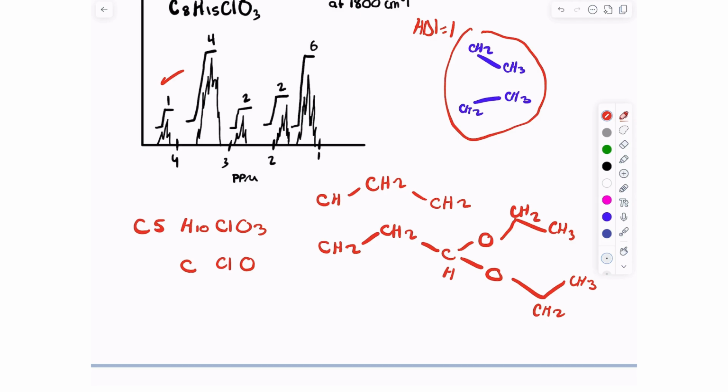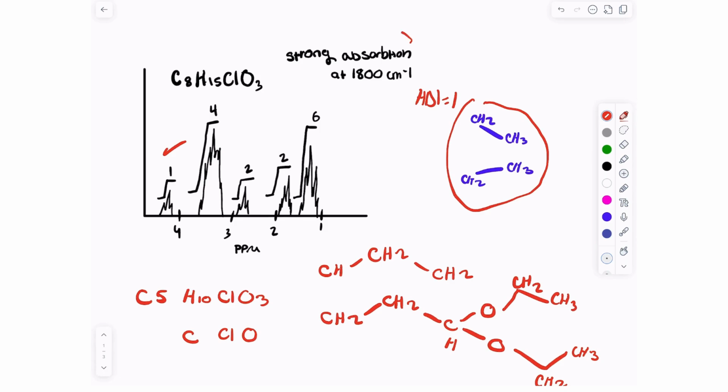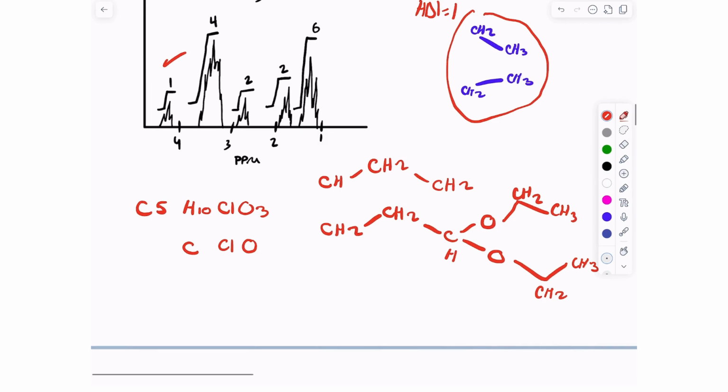So, there's only 1 here. So it should be like that. So what does that leave room for? Well, it didn't show up on here, but we still know what it is because there's only one place this could go, and that would be on this end here. Also, if you notice, it says that we have a strong absorption at 1800, which means that there has to be some kind of carbonyl group. And with that, I think the final proposed molecule is going to look something like this.